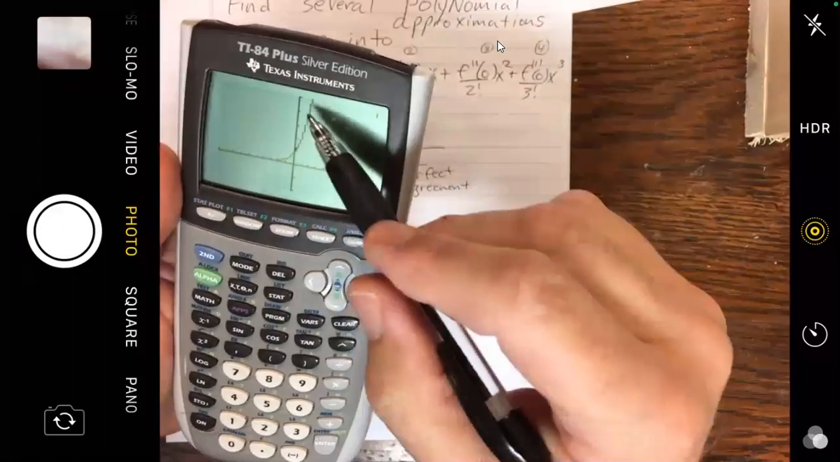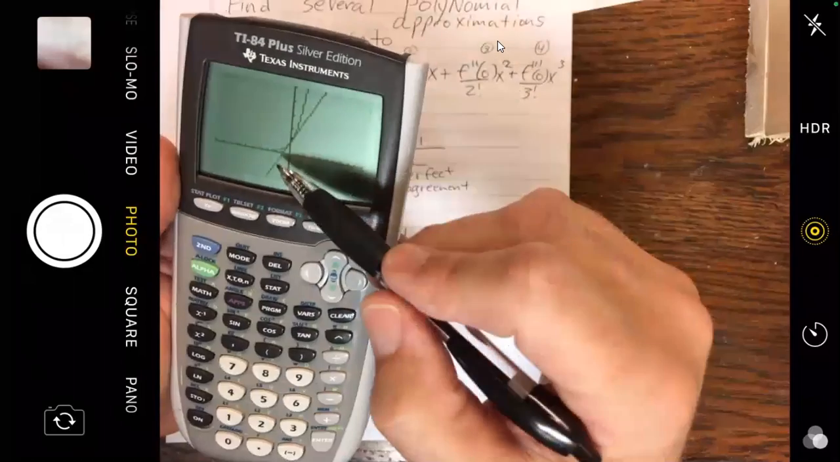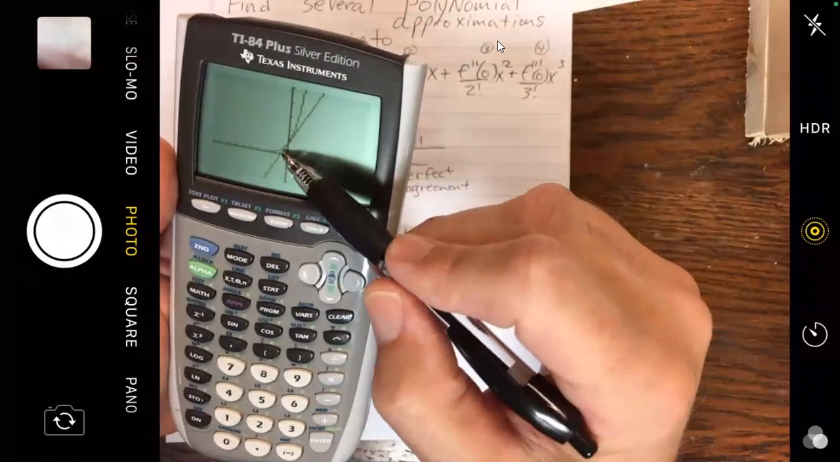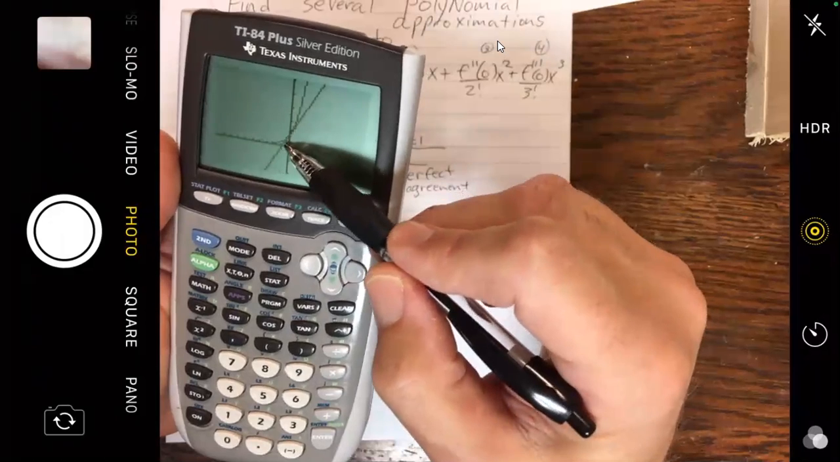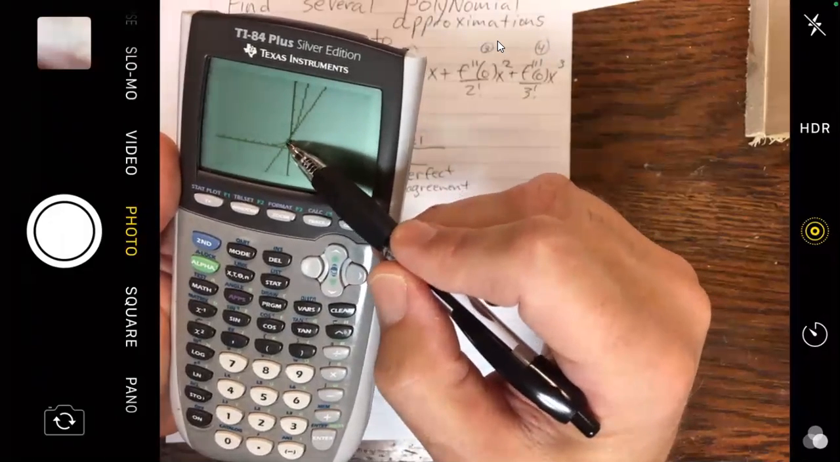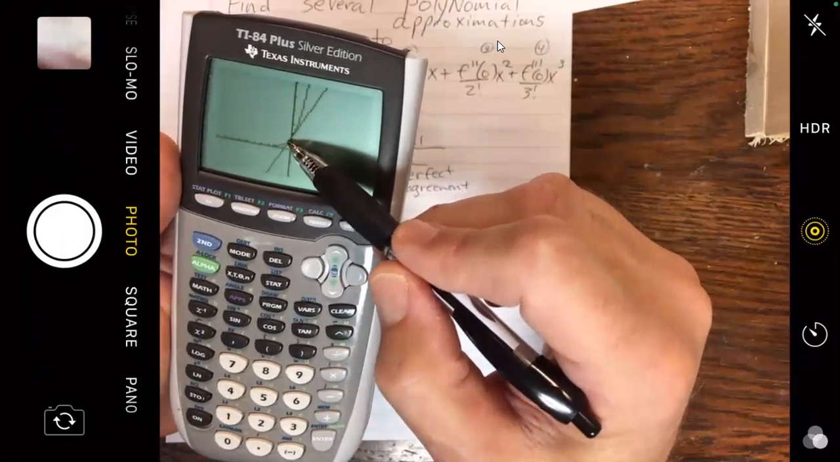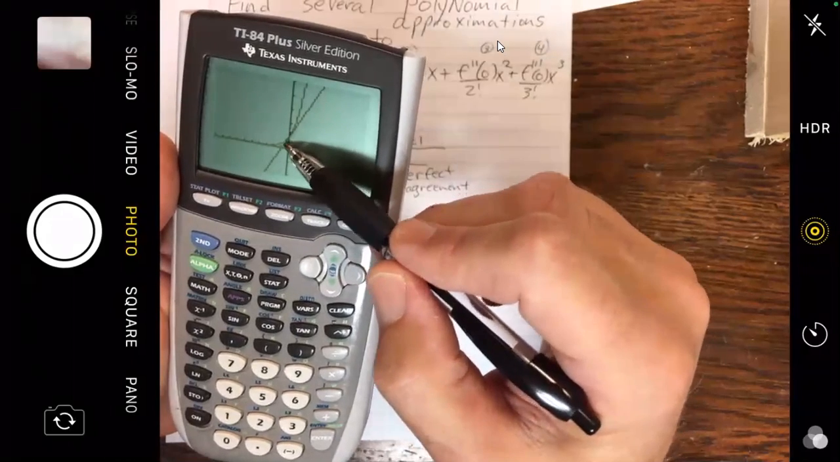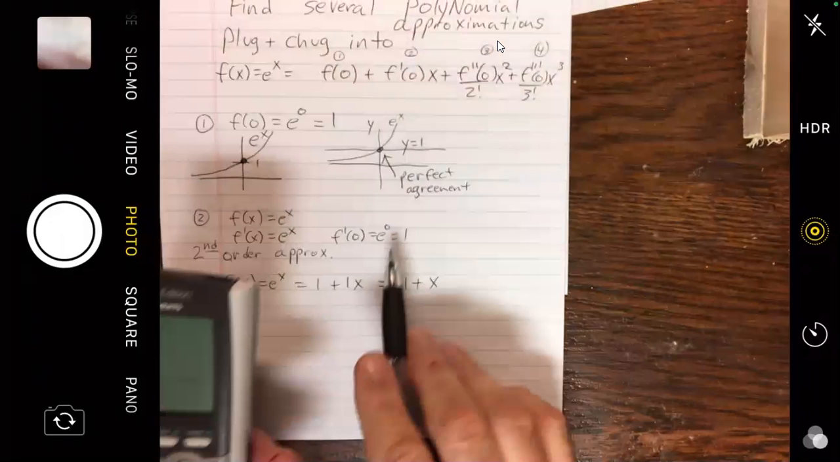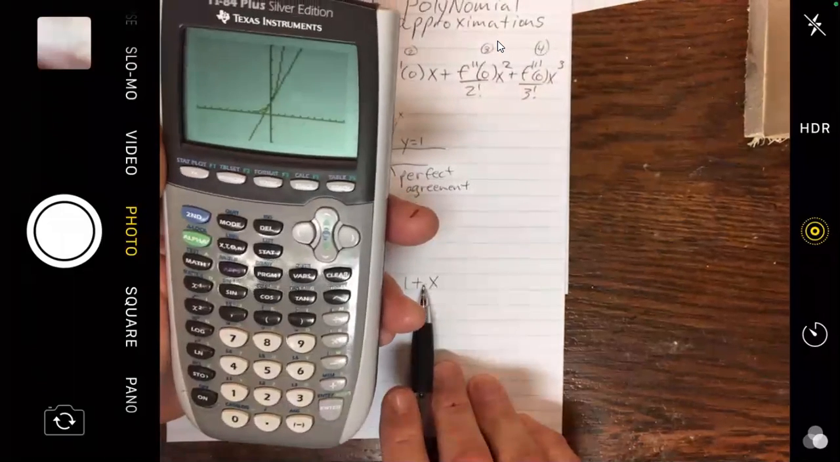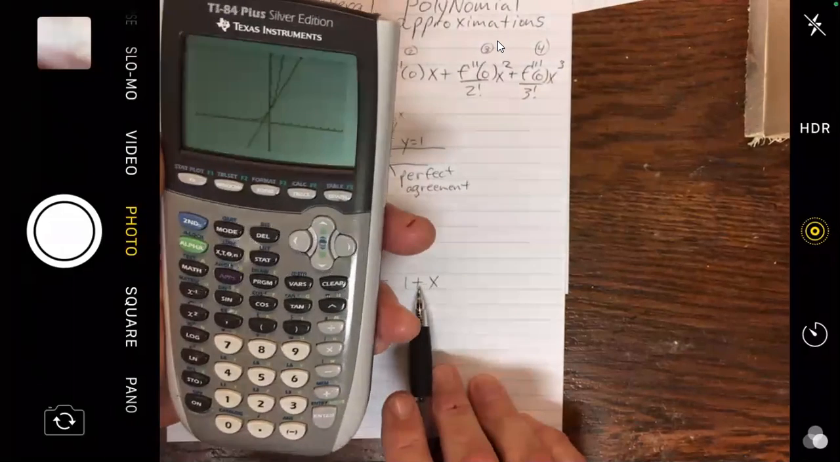All right, there's e to the x. Okay, can you tell you get just a little wider agreement? You can see when the graphs kind of coincide, you're getting much more agreement. So they're using 1 plus x to approximate e to the x. Is this as clear as Lake Lanier?